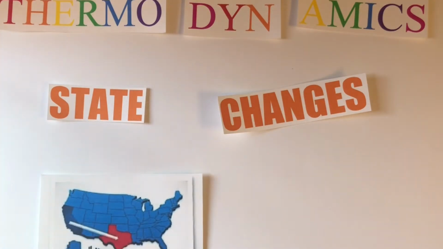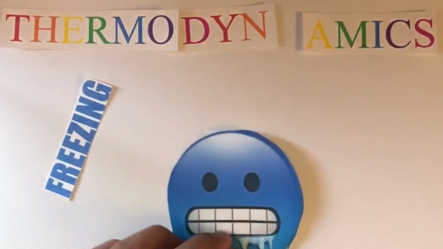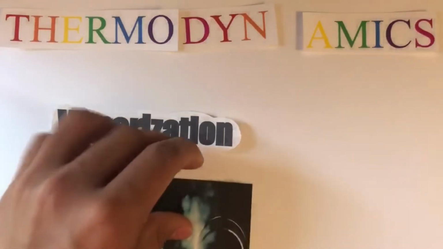That's when state changes, and I don't mean people wanting to move to California. There are 6 different state changes. First, we have melting, which changes solids to liquids. Then there's freezing, which changes a liquid to a solid state. There's condensation, which changes gases to liquids. Vaporization, which is the liquid to gas.